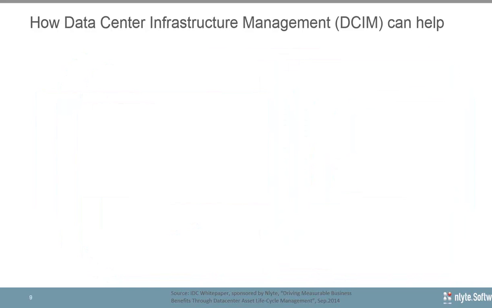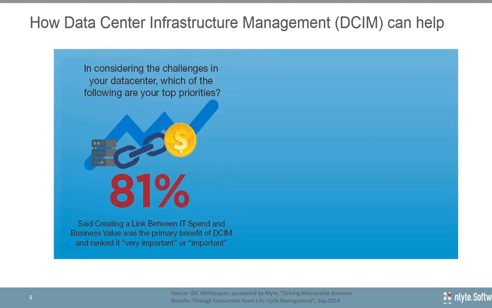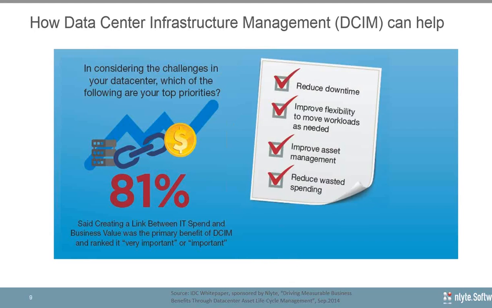Here I'm getting to how a good DCIM, data center infrastructure management, can help. The research shows that when considering challenges in the data center, one of the top priorities is making the link between IT and business value. 81% of data center respondents said it was either very important or top level important. The things DCIM can help you do, just go down the checklist: reduce downtime, improve flexibility.